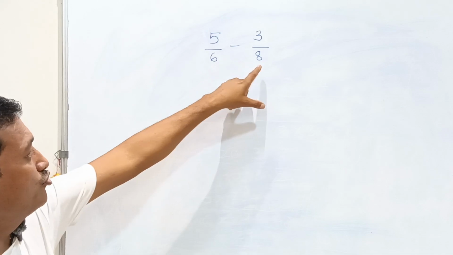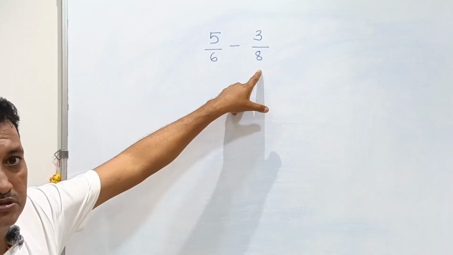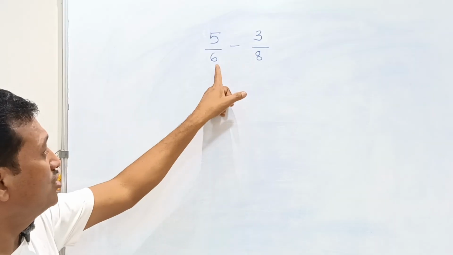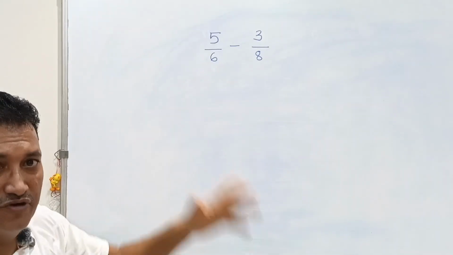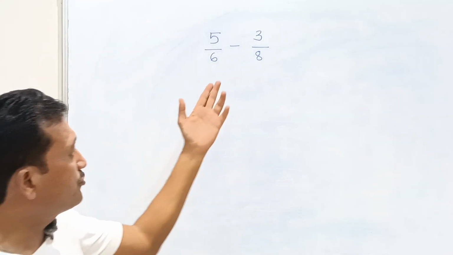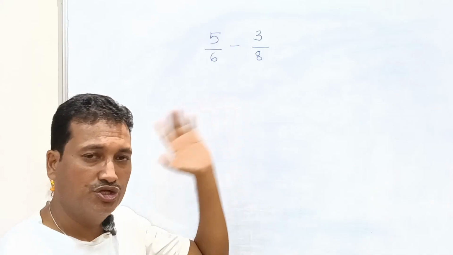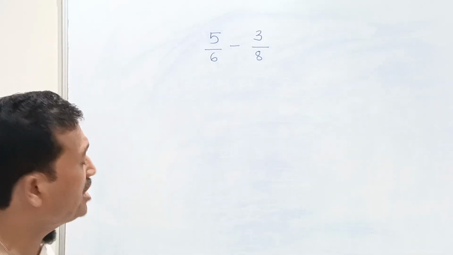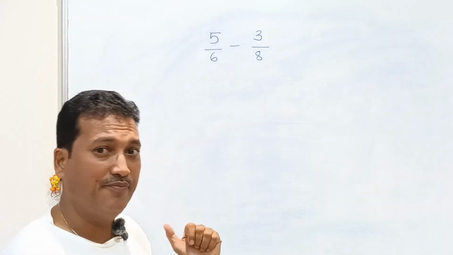Look at the denominators of both the fractions. They are 6 and 8. So the denominators of both fractions are different. And if you want to subtract these two fractions, their denominators should be the same. So let's see how to make the denominator the same.